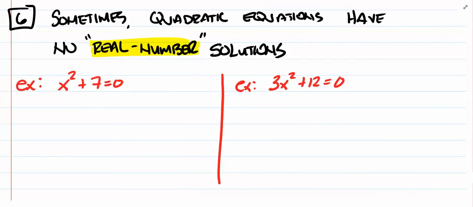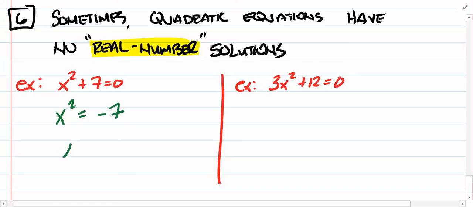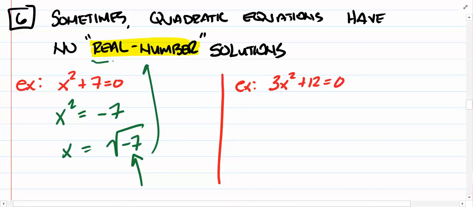And box number 6 is all about showing you sometimes quadratic equations have no real number solutions. Let me give you an example. So if I was trying to solve x squared plus 7 equals 0, I would see that x squared is worth negative 7, and then I would take a square root of negative 7. Well, we all realize that we cannot take the square root of a negative number in the real number system. So whenever this happens, your answer would be there are no real number solutions, which means that this quadratic would never ever touch the x-axis.